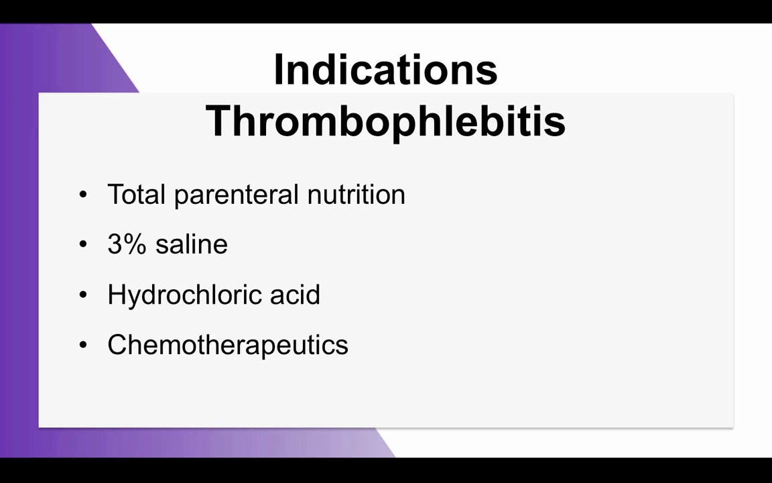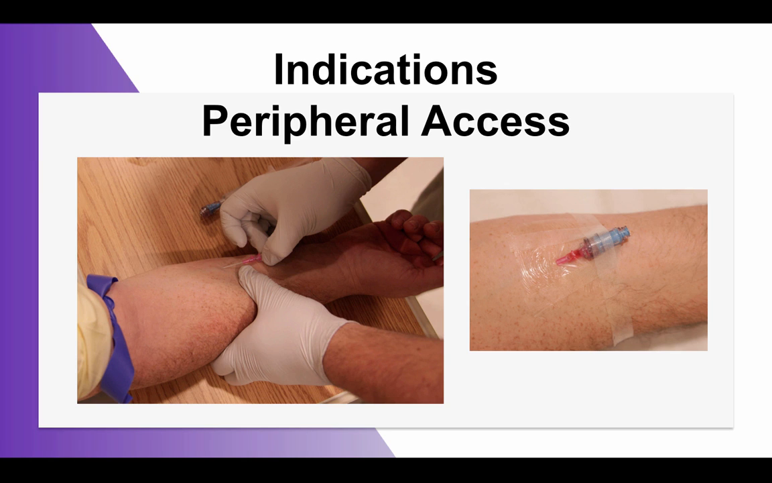Additionally, treatments such as total parenteral nutrition, 3% saline, hydrochloric acid, and some chemotherapeutics can induce thrombophlebitis if instilled in a peripheral vein. And please remember that if you cannot get a peripheral IV, it is reasonable to put in a central line in patients that require access. However, depending on the patient's presentation, it might be appropriate to make aggressive attempts at putting in a peripheral catheter or even, in an emergency situation, placing an intraosseous line.